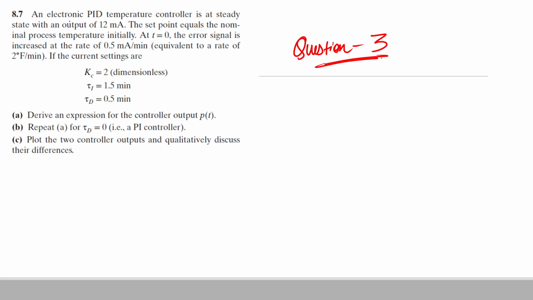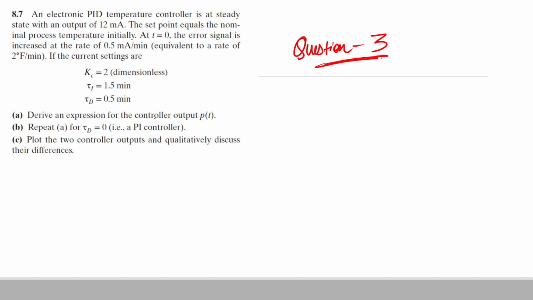The question states that an electronic PID temperature controller is at steady state with input of 12 milliampere. The set point equals nominal process temperature initially at t equal to 0. The error signal is increased at the rate of 0.5 milliampere per minute, equal to the rate of 2 degree Fahrenheit per minute. If the current settings are Kc equal to 2, tau I equal to 1.5 minute, tau D equal to 0.5 minute, then we have to derive an expression for the controller output Pt.